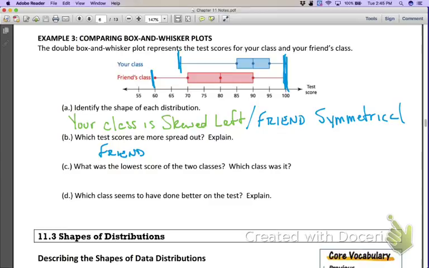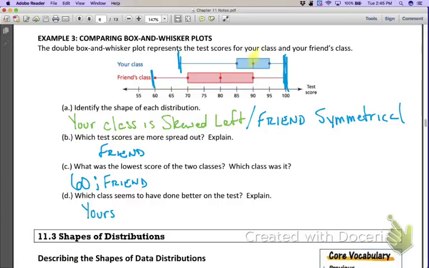What was the lowest score between the two classes? 60. Which class? Your friend's. Which class did better, yours or your friend's? Yours. Why? Because most of the percentages are over on the right side, the top, like most of the kids, while the others is more spread apart.